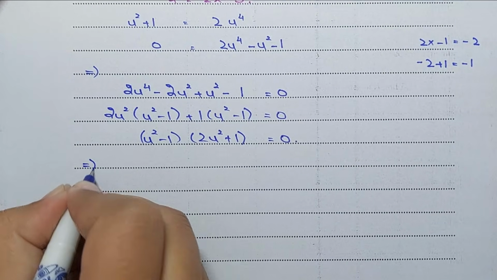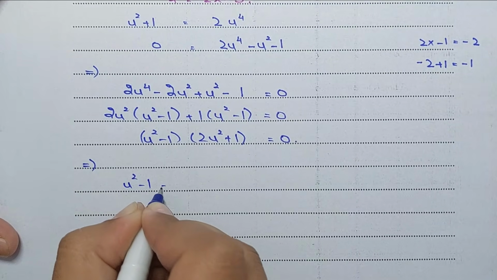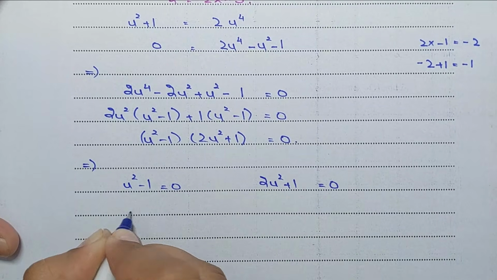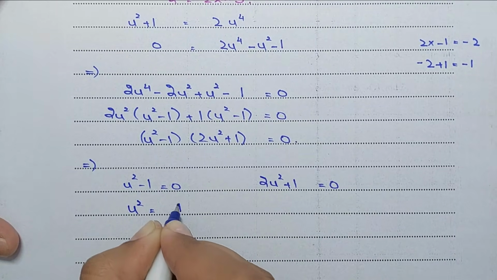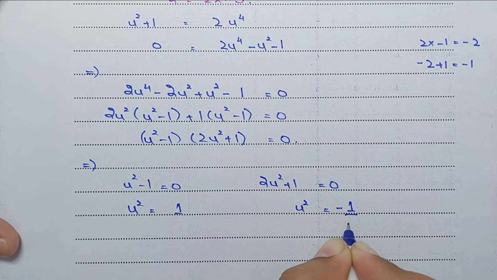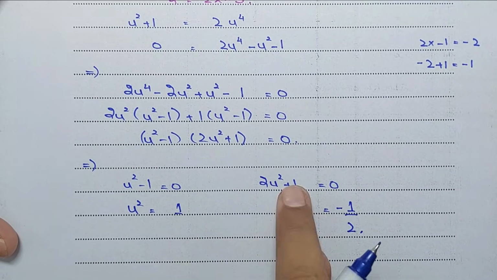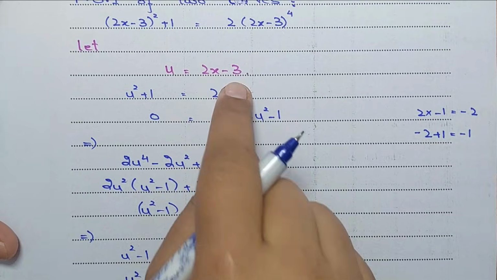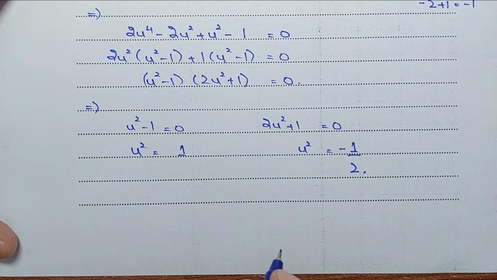Right, let me simplify. U square minus 1 equals to 0. 2u square plus 1 is equals to 0. Here the u square would be equals to positive 1. Here u square would be equals to negative 1 divided by 2. Right, so shift the 1 on the other side and divide by 2. Now put it back. What is u? U is 2x minus 3. Okay.